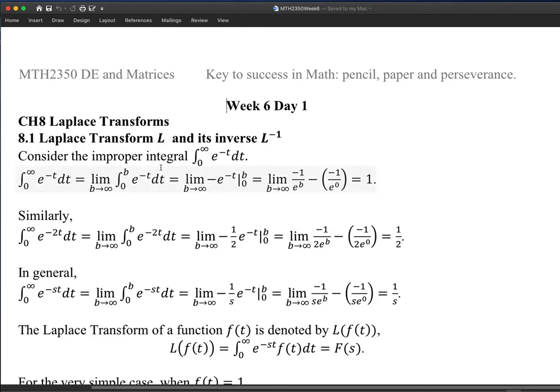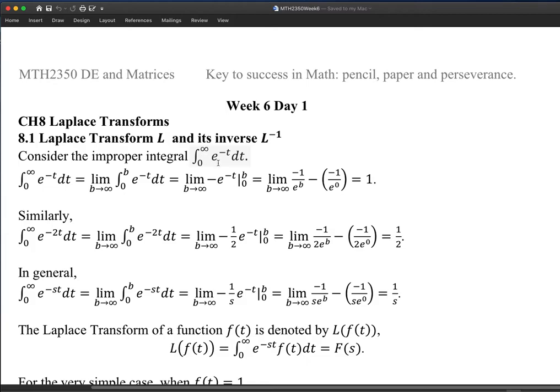And let's take a quick look. What is a Laplace transform? Here's my first example. It is an integral. And I hope you remember there's an infinity sign as the upper bound for the integral here, right? So it is an improper integral. Integral running from 0 to infinity.